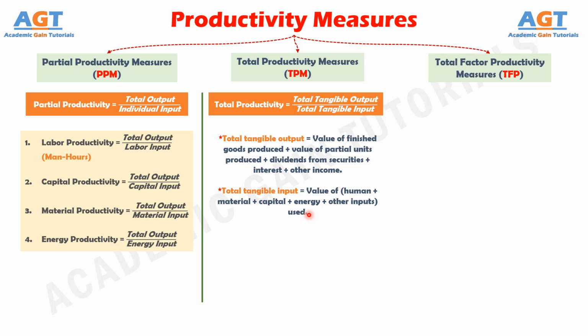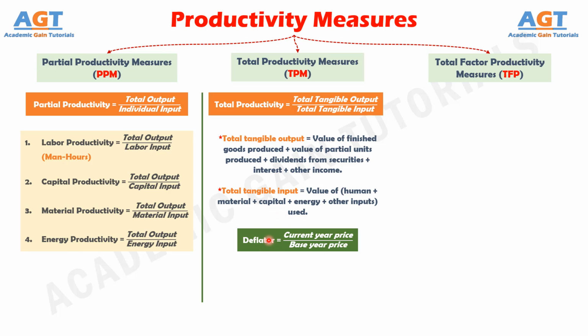The word tangible here refers to measurable. The output of the firm as well as the inputs must be expressed in a common measurement unit. The best way is to express them in rupee value. To compare productivity, indices are adjusted to the base year and must be stated in terms of base year rupee value. This is referred to as deflating the input and output factors.